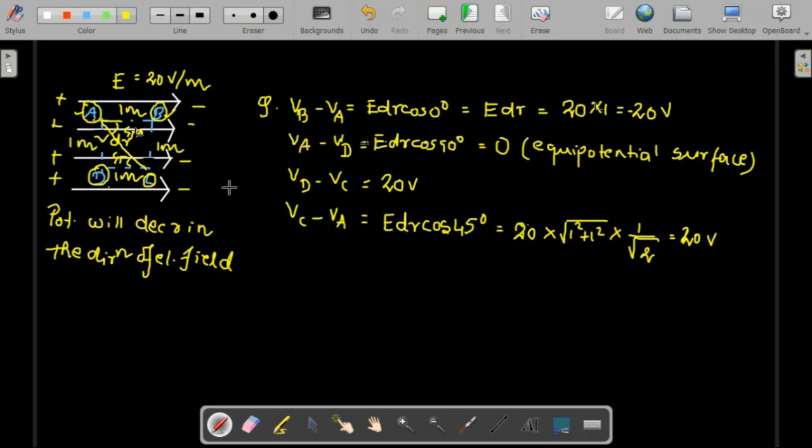Okay, again positive or negative. We are saying VC minus VA. VC is small, VA is large. So this has to be minus of 20 volt. Okay, so that's how we can actually find out the potential difference if you're basically having such a problem.